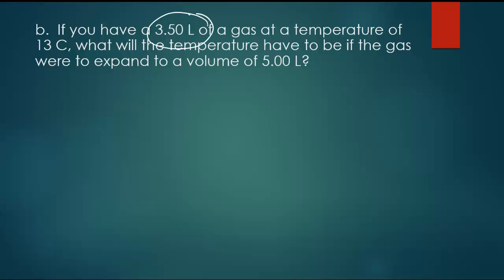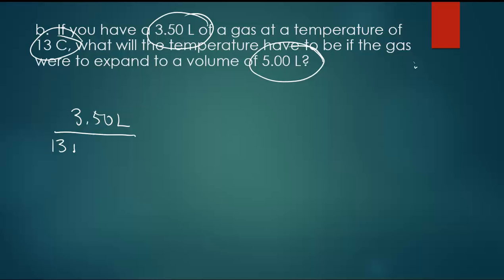If you have 3.50 liters of a gas at a temperature of 13 degrees C, what will the temperature have to be if the gas were expanded to a volume of 5? So what is the original conditions? 3.50 liters when the temperature is? 286. Okay, if the volume goes to 5.0 liters, the temperature must... So it looks like the volume is going up by a bit, so the temperature should go up by a bit. Cross multiply.